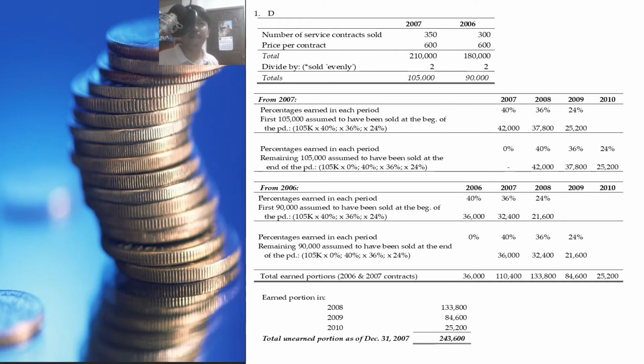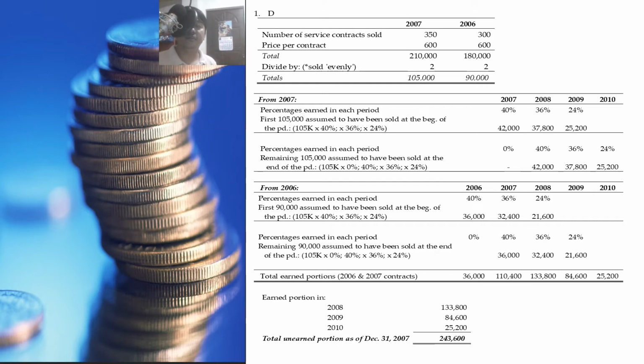So, first, you need to know how much the service contract is. That is easy. Just multiply the number of service contracts sold by the unit price, which we pointed out earlier. For 2007, please look at the upper part, 350 service contracts were sold, and in 2006, only 300. So we multiply by the service contract price of 600 to get the total price of the service contracts. Now, we need to divide it by 2 because we have to assume that the contracts are sold evenly throughout the year. So, we average.